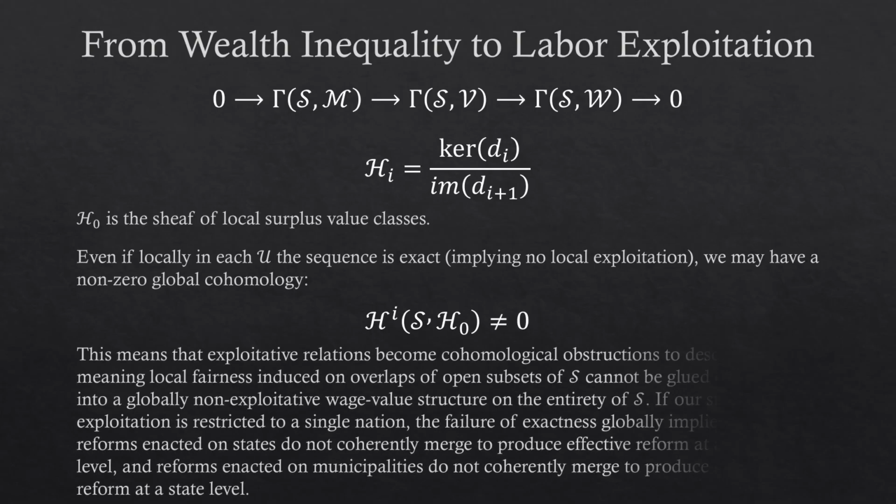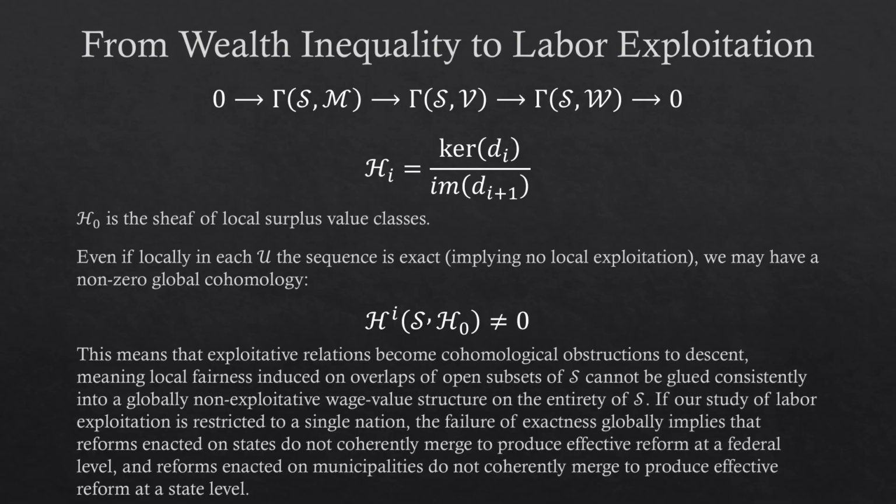This means that exploitative relations become cohomological obstructions to descent, meaning local fairness induced on overlaps of open subsets of the topological space cannot be glued consistently into a globally non-exploitative wage value structure on the entirety of that topological space. If our study of labor exploitation is restricted to a single nation, then the failure of exactness globally implies that reforms enacted on states do not coherently merge to produce effective reform at a federal level, and reforms enacted on municipalities, or cities if you will, do not coherently merge to produce effective reform on a state level.